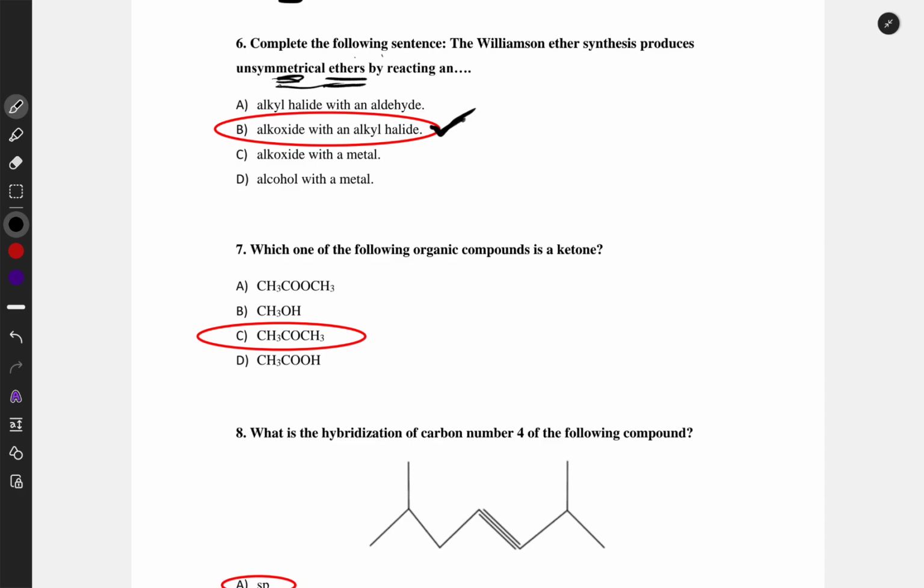Anyway, this is the other question on alcohols, right? Now we can go to the other ones in section B.